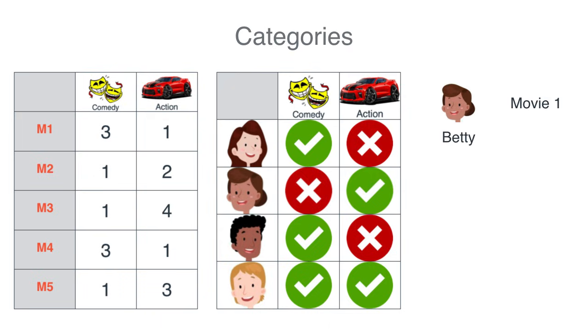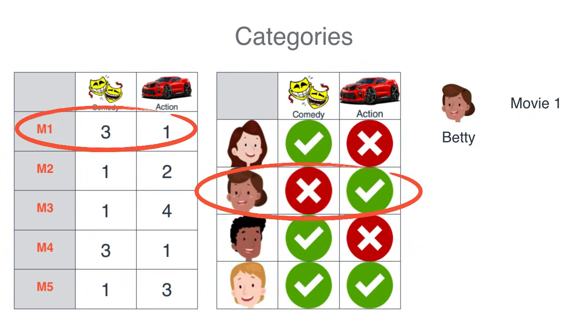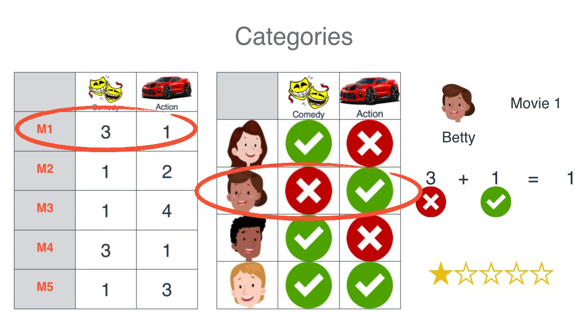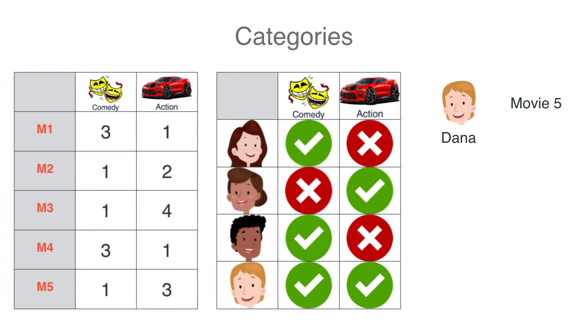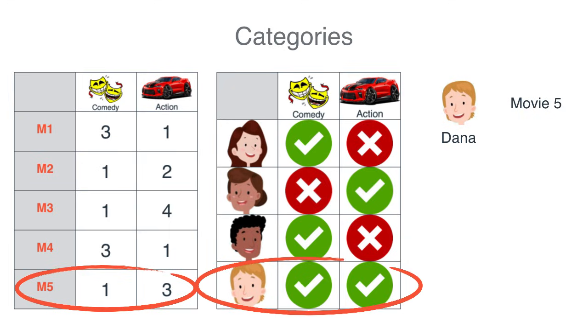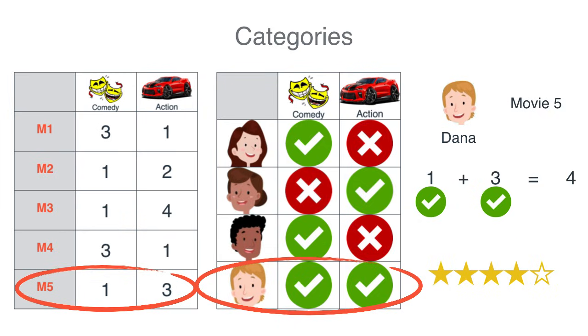And let's do Betty with movie 1. So we look at the movie 1 row, that's scores of 3 and 1. And at Betty's row, that's a no for comedy and a yes for action. So we don't add the 3 and we do add the 1. And so we get 1 star for movie 1. And finally, for Dana and the rating that she gives movie 5, we look at the movie 5 row and at Dana's row, and she gives a 1 plus 3 because we're counting both the comedy rating and the action rating. So she gives a 4 to movie 5.